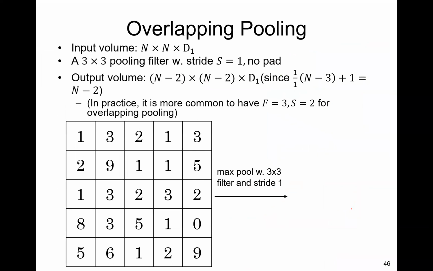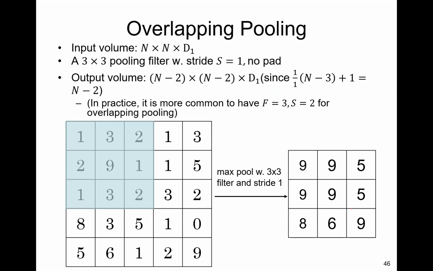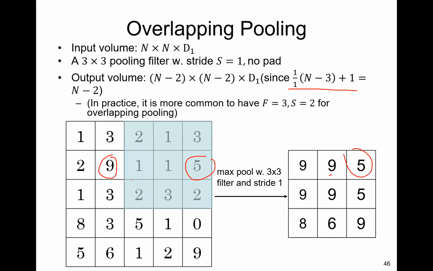So you may have overlapping pooling. Here I show a 3x3 pooling filter with stride 1, no padding. Then you can do this math to get the output size n-2, and you're sliding the filter across with stride 1. So every time you take a max, so initially you take the max element among the 9, which is 9, and move over 1 pixel, and another 9, move over 1 pixel. Now the max element is 5, and so on. So it is possible to have overlapping pooling. It's more common in practice to have a 3x3 filter with stride of 2.